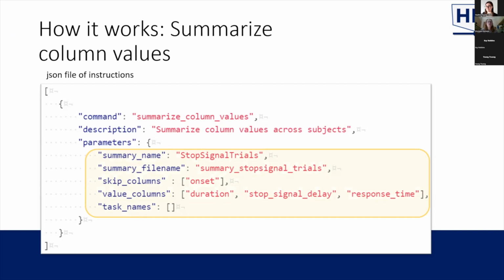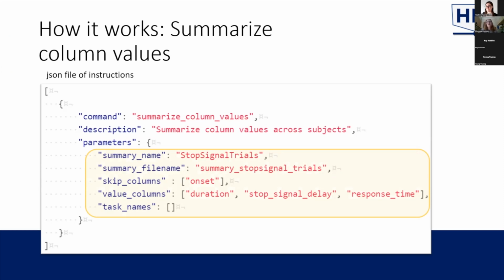And then for the summarize column values operation, the other required parameters are the skip columns. We are not really interested in a summary of the onset across subjects because it's not an interesting value to us. Then we have to specify the value columns. This refers to whether the columns are value or categorical. The remodeler will assume that each of the columns is categorical unless you specify otherwise. So here we note that the duration, stop signal delay, and response time are value columns.